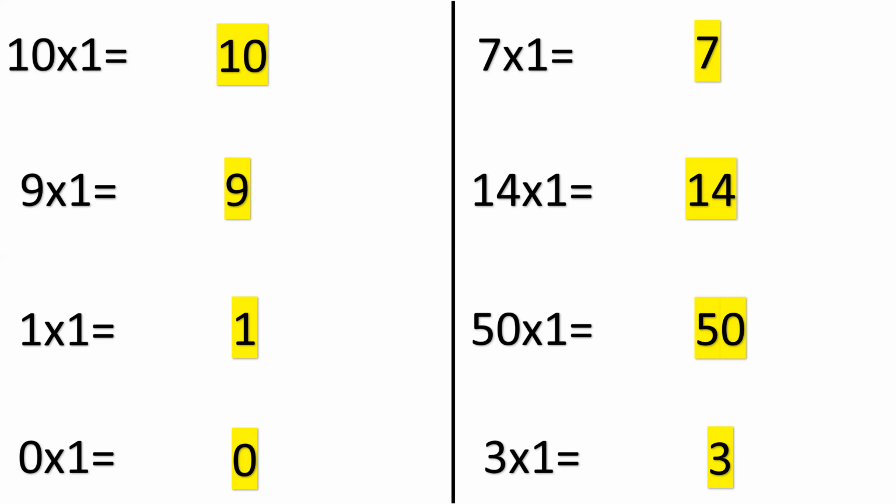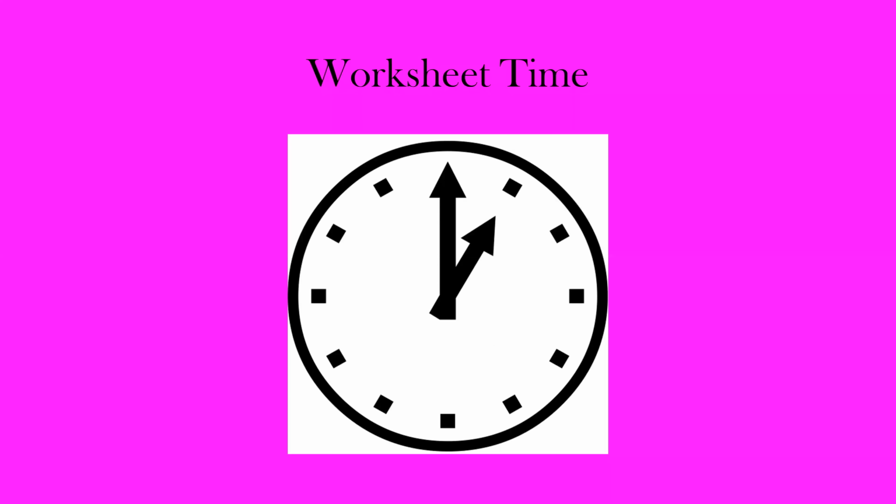7 times 1 equals 7. 14 times 1 equals 14. 50 times 1 equals 50. And 3 times 1 equals 3. Great job. Now you guys are going to do your worksheet of the day. Pause the video and begin your work.